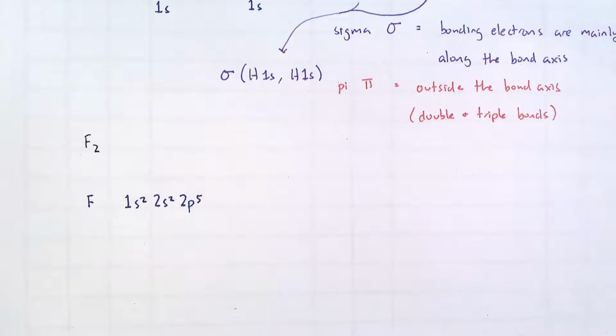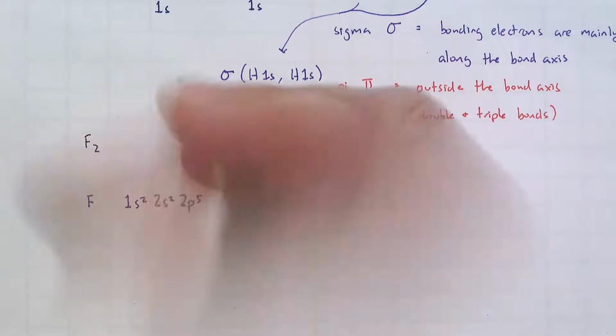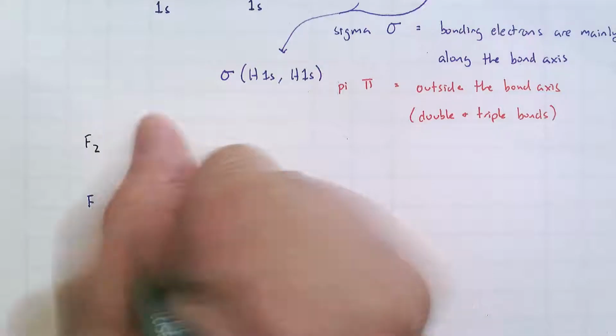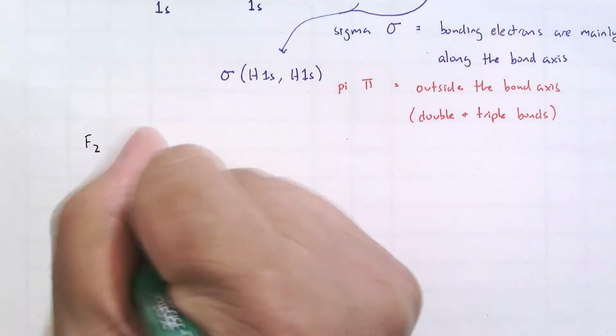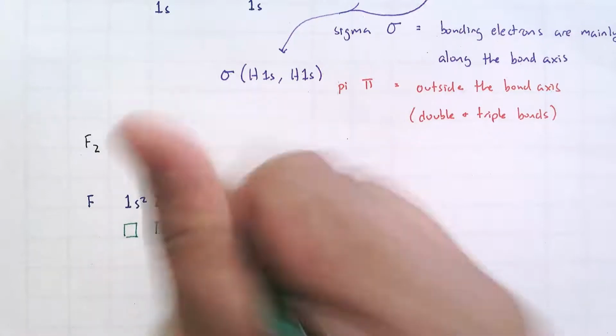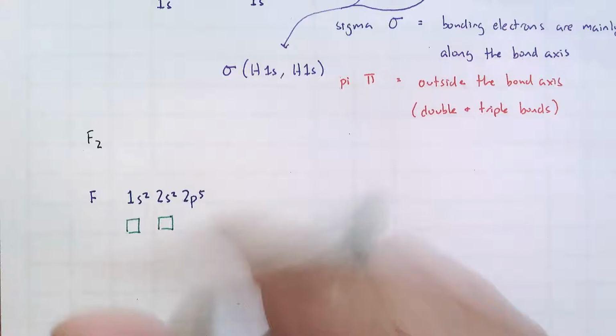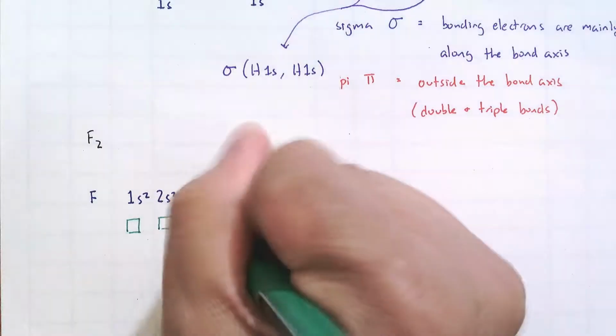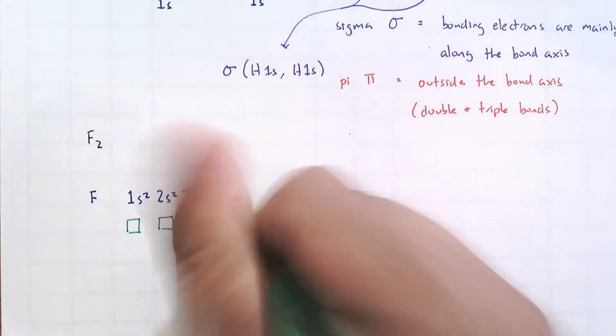But what we really need is the orbital diagram, not the electron configuration. So we'll do it for everything, actually. 1s, the 2s, and remember, there are 3 p orbitals per energy level. So 1, 2, 3, and these are the 2p's.